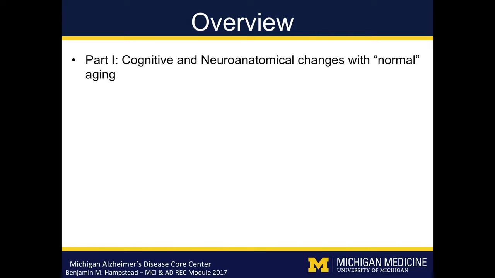As I mentioned, in part one we're just going to go through the cognitive and neuroanatomic changes that occur with normal aging. I include normal aging simply because it provides the background, the context on which any disease is superimposed. We know that certain cognitive and neuroanatomic changes occur, and when we think about disease processes, those are occurring in addition to normal age-related changes. So I think it's important to at least have a very, very brief overview of what those normal, quote unquote, changes look like.